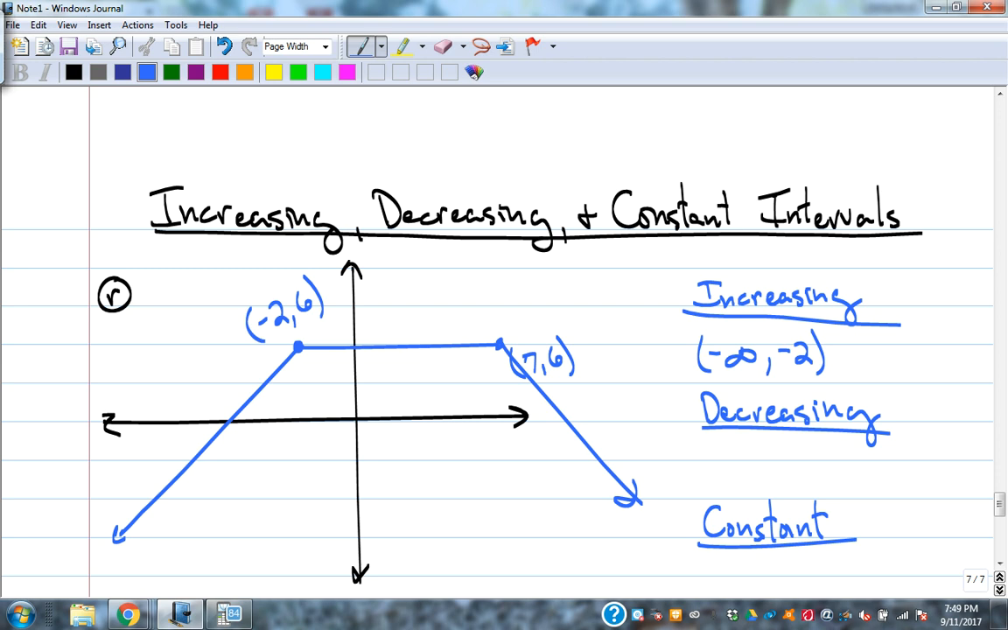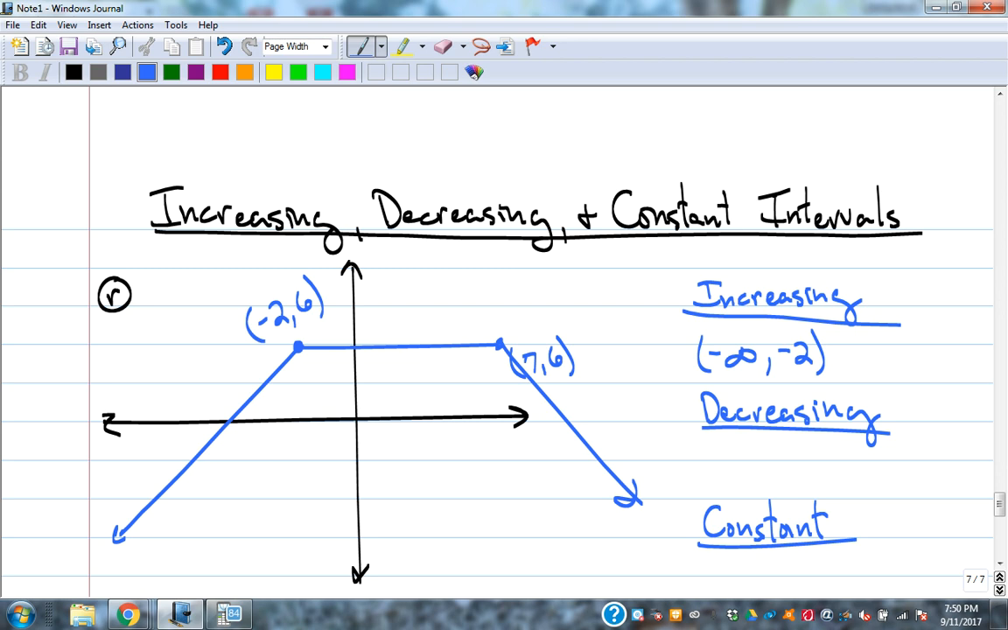We use a parenthesis there because we can't put a bracket at negative 2, because really at that corner, is it increasing or not? You couldn't tell. You'd have to make a guess one way or another, and you'd probably be wrong no matter which way you went. So we're going to use a parenthesis on intervals of increase, decrease, and constant. We use parentheses throughout the whole thing. No brackets ever. Okay? Now, at negative 2, it turns flat.